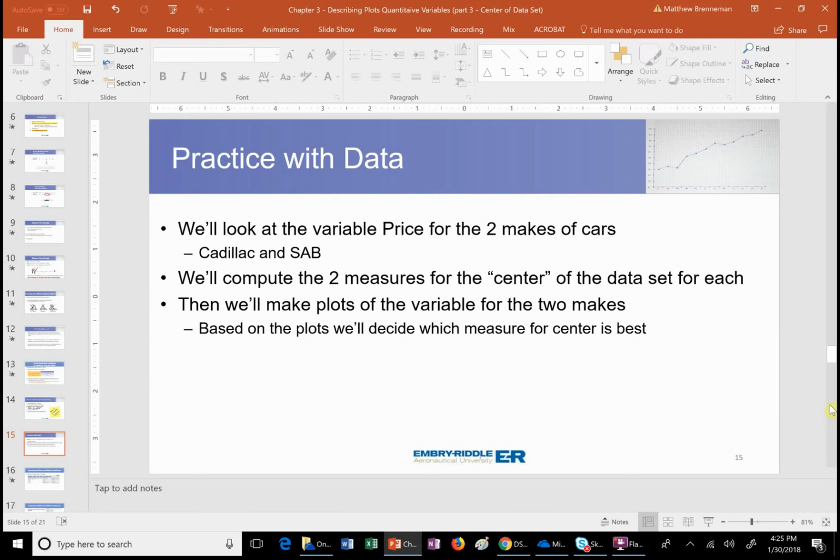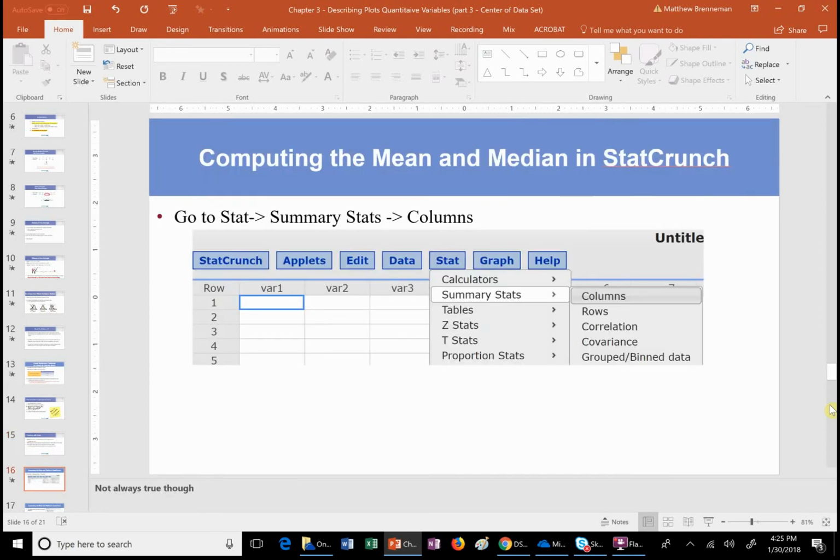So first of all, let's go ahead and see how to compute the mean and the median for a data set, okay? You can do it by hand, but for really large data sets, it's kind of like sucking soda through a sponge. You can do it, but it's really tedious, right? So go up to stat, because we're calculating a statistic, right? Move from data, click on summary stats, and then columns.